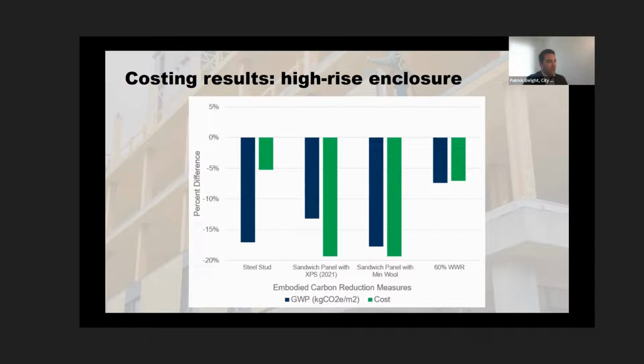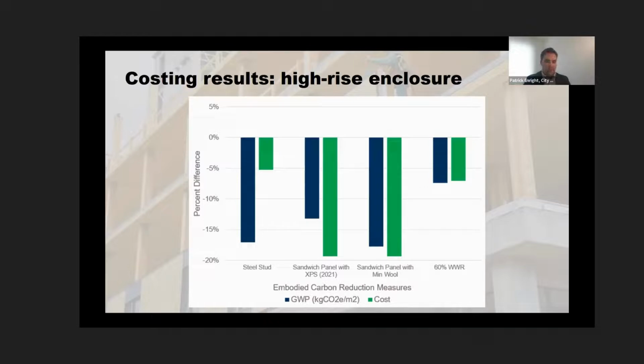But using steel stud frame walls, using sandwich panels with different insulation types, using frame walls with different window to wall ratios potentially. But basically, it's important to understand that different wall types, different ways of building your enclosure and walls in a high rise can potentially reduce the embodied carbon. And in this case, the costing showed it can actually reduce potentially the costs as well.